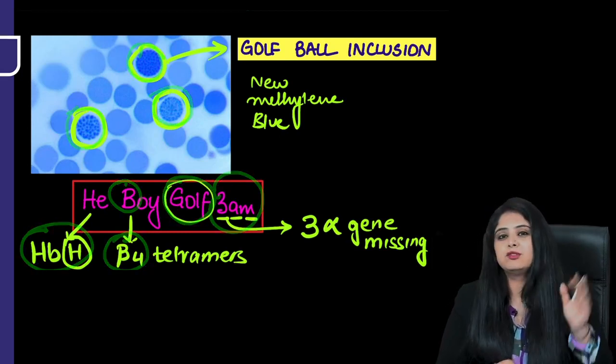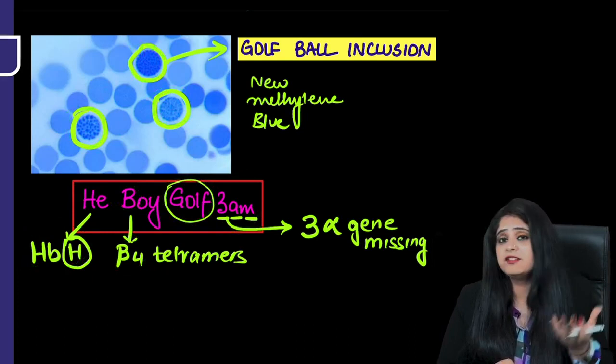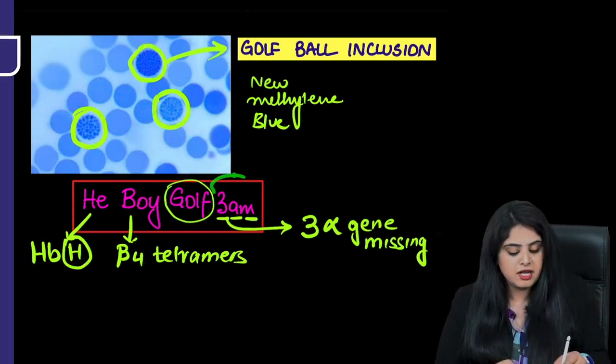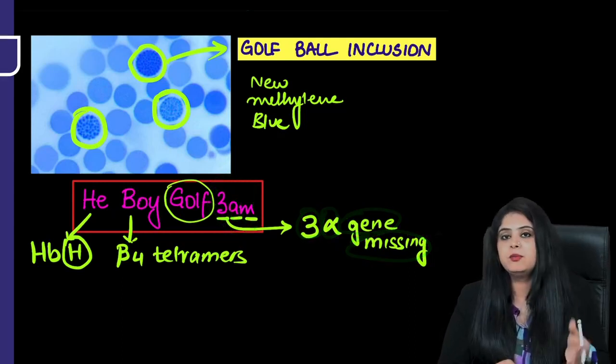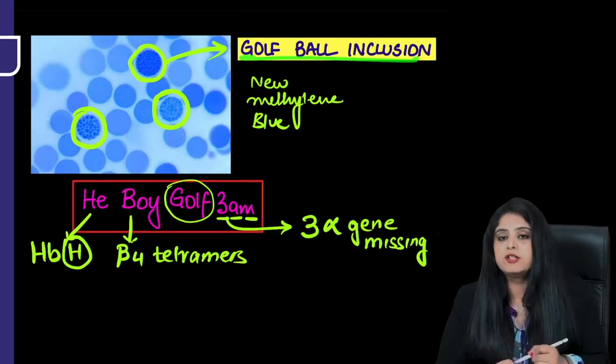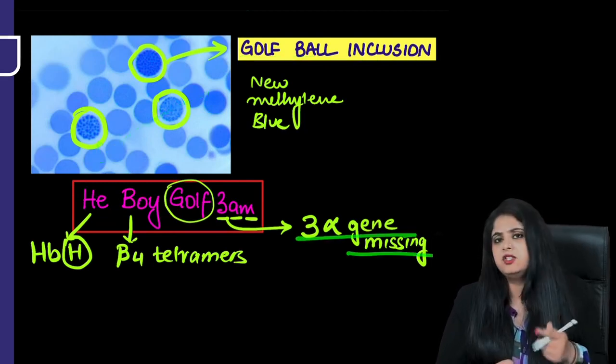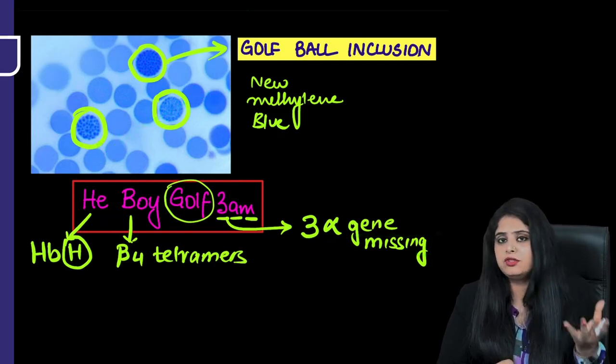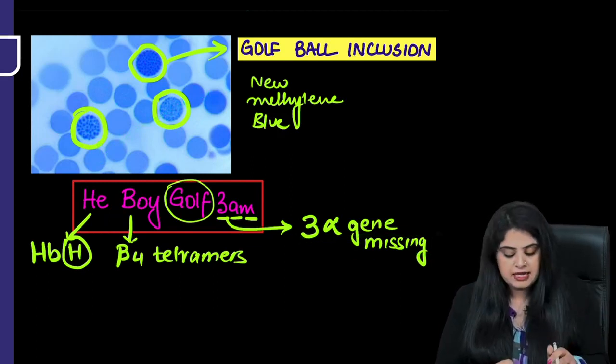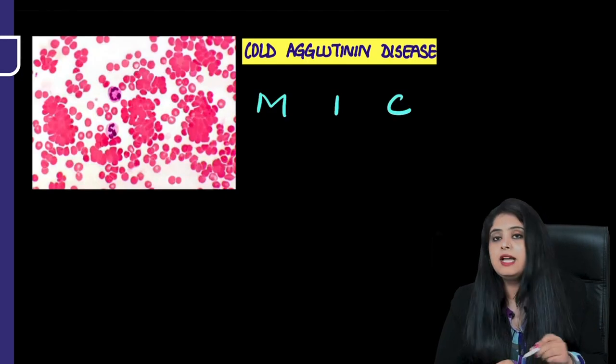In the morning, breakup has happened. So at 3 a.m. in the morning, he's keeping himself distracted by playing golf. Why did the breakup happen? Because 3 alpha is missing. His partner is missing. 3 alpha genes have gone missing. He, who is a boy, is playing golf at 3 a.m. Golf ball inclusions. A photo is given and they ask you how many genes are missing: 1 gene, 2 genes, 3 or 4. So now you know, 3 a.m., 3 genes are missing.